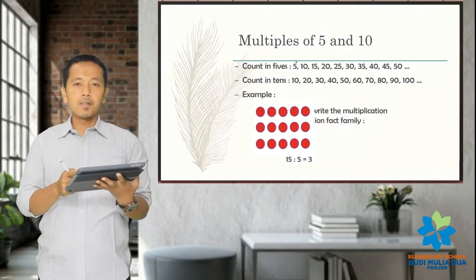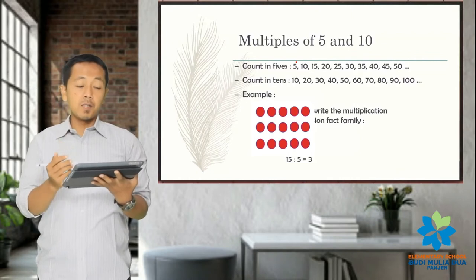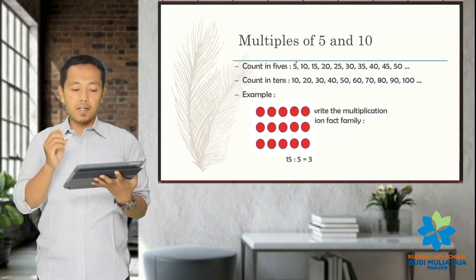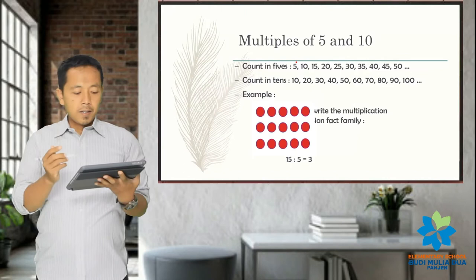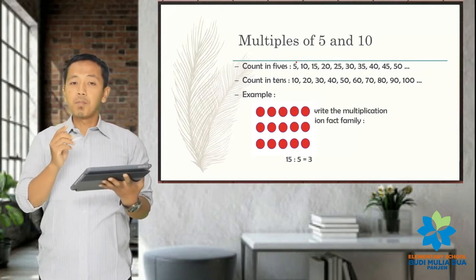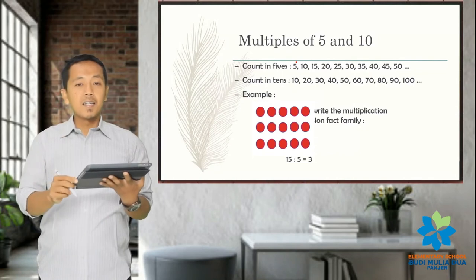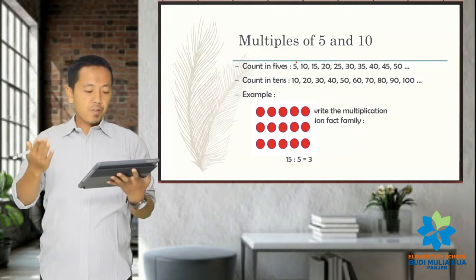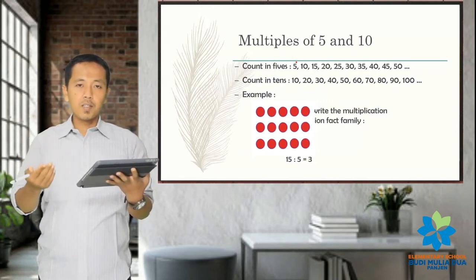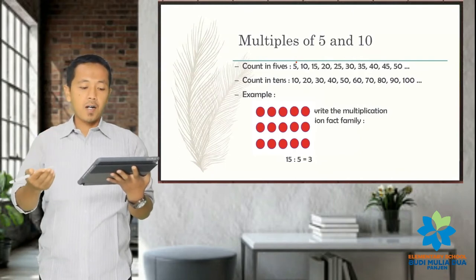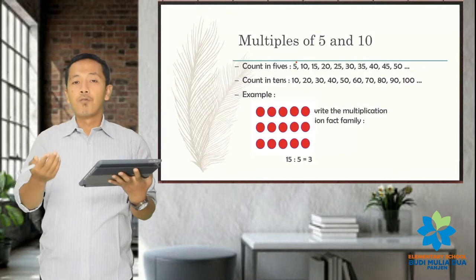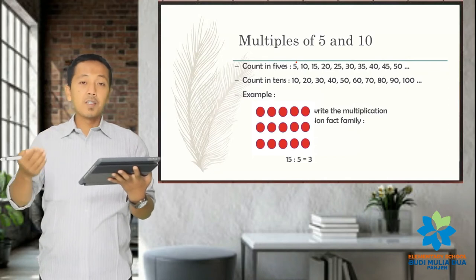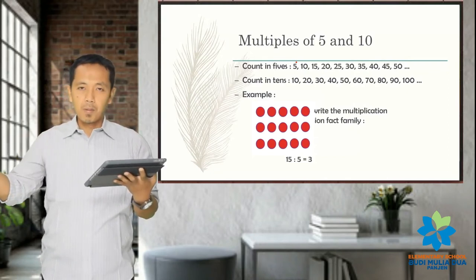The last session is about multiples of 5 and 10. Ini tentang kelipatan 5 dan kelipatan 10. Count in 5s. Kita bisa menghitung kelipatan 5. Multiples is kelipatan in bahasa. 5, 10, 15, 20, 25, 30, 35, 40, 45, 50, and so on. Count in 10s: 10, 20, 30, 40, and so on.